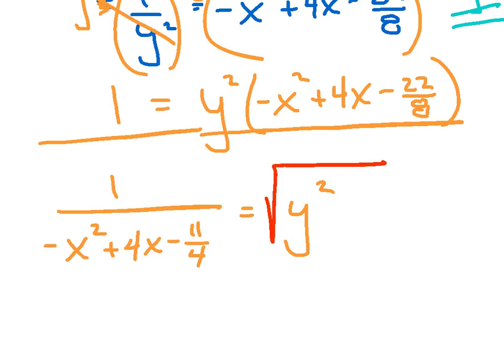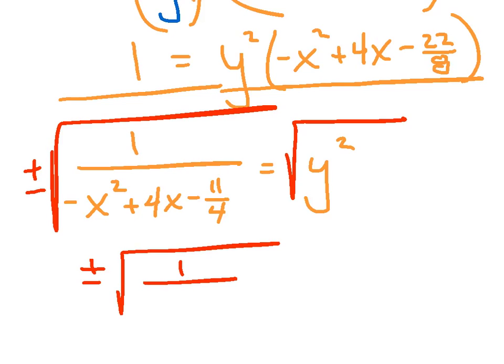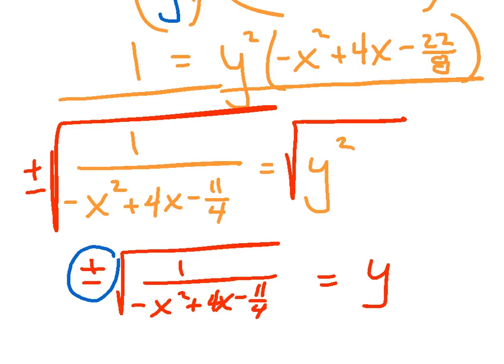Now, I have to take the square root of both sides, and one of the most missed things, and I just didn't include it at the moment, is when you take a square root in math, you actually get a plus and minus. Okay, and that's huge. Make sure you catch that you get a plus and minus every time you take a square root. So I've got plus and minus the square root of 1 over negative x squared plus 4x minus 11/4 equals y.